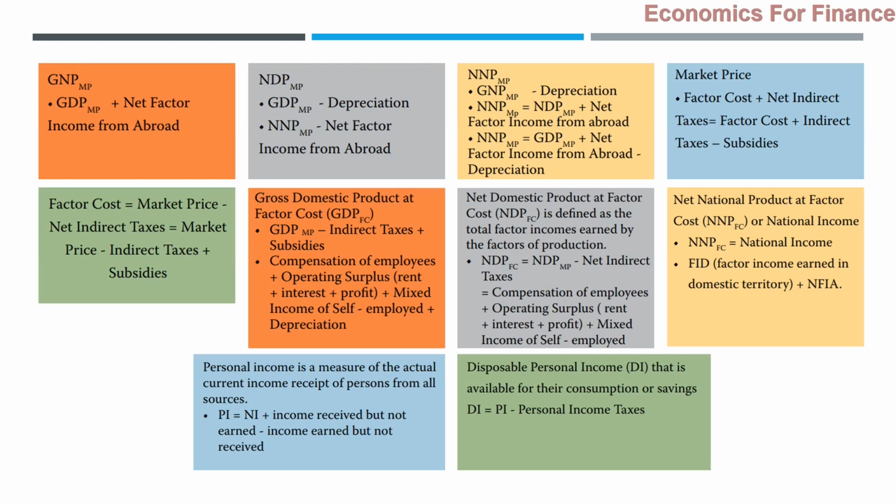Before going to the next session, where we will solve some numerical questions related to them, I want all of you to be thorough with these formulae. Write them a number of times on paper, and you should be able to convert from one kind of aggregate to another. Let us say I want NNP at factor cost from NDP at market prices. You should be able to convert that by doing the relevant adjustments. Same way, from any one of them to any other, you should be able to do the adjustments.